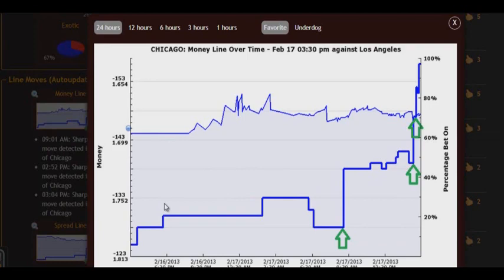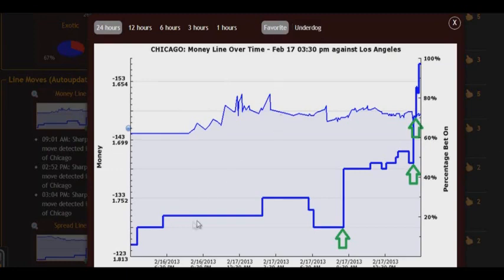At first, I'll explain to you what this chart shows. At the top, you can see the game which will be played. It's Chicago in our case. The chart shows the money line, in other words, the winner of the game. The game will be played on February 17th at 03:30 against Los Angeles. You'll also be able to choose different chart scales and see the chart for underdog or favorite. In our case, it's the chart of the favorite, Chicago.